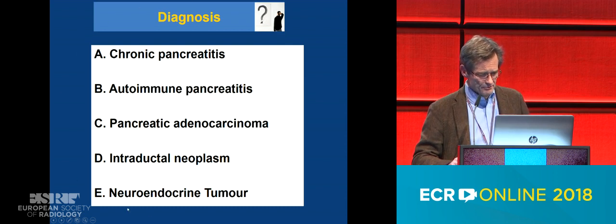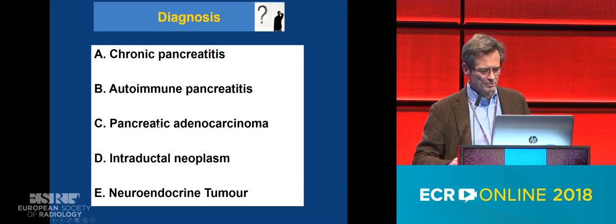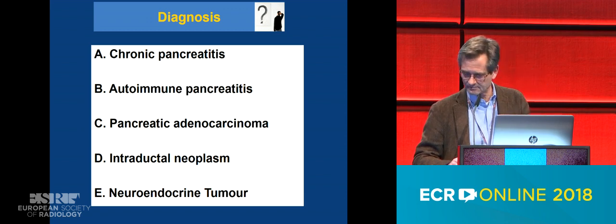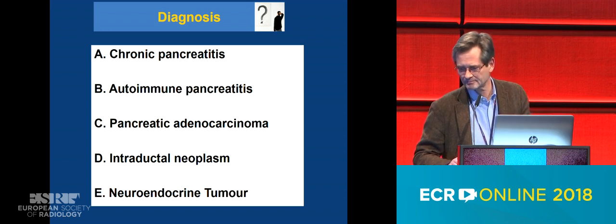So you have some suggestions here. Chronic pancreatitis, I guess I should delete that one because the patient clearly has chronic pancreatitis. Could this be an autoimmune pancreatitis, an adenocarcinoma, an intraductal neoplasm, or a neuroendocrine tumor? So please vote.